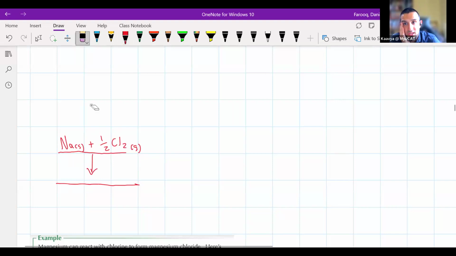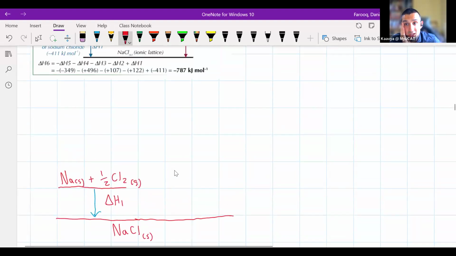And I'll do it in blue, actually, to show you that that's one route, okay? So that's a lattice enthalpy of formation, okay? You can say that's delta H1, and that's going to form our sodium chloride, okay? Solid.